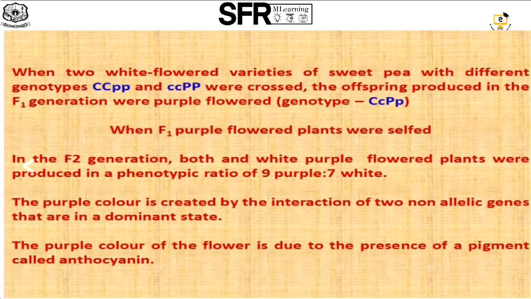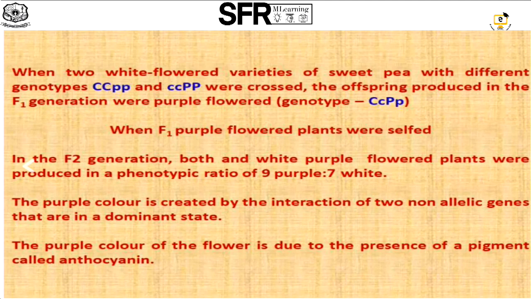So when two white-flowered varieties of sweet pea with different genotypes were crossed, the offspring of the F1 generation had purple flowers. When the F1 purple-flowered plants were selfed, the F2 generation produced both purple and white flowered plants in the phenotypic ratio of 9:7. The 9 is purple color and the 7 is white flower.